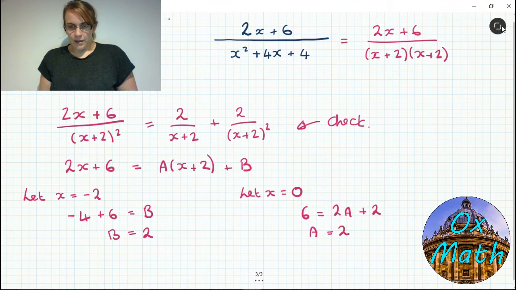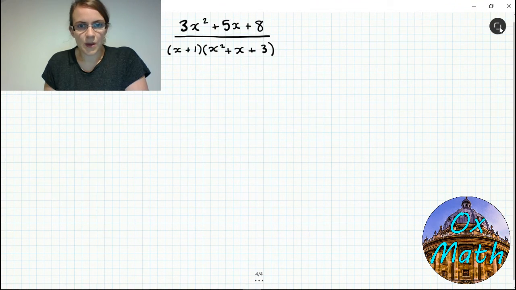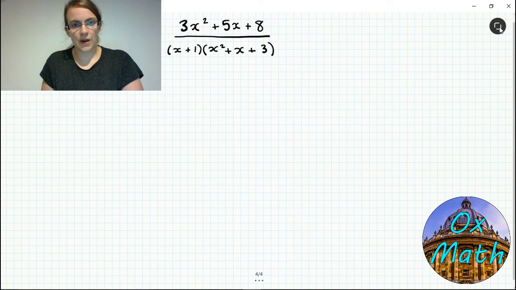Right, now let's have a look at what happens when we have a quadratic factor in the denominator. So let's have a look at this question, where the denominator has already been factorised for us, and this part of the denominator doesn't actually factorise any further. So that is as far as we can simplify it. So when we consider our partial fractions, that will be one of our denominators.